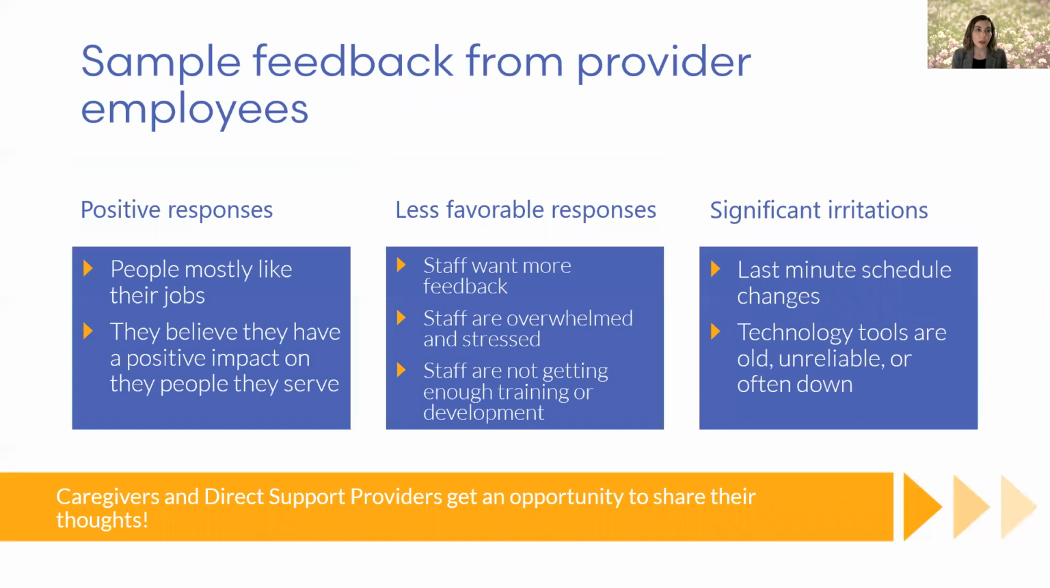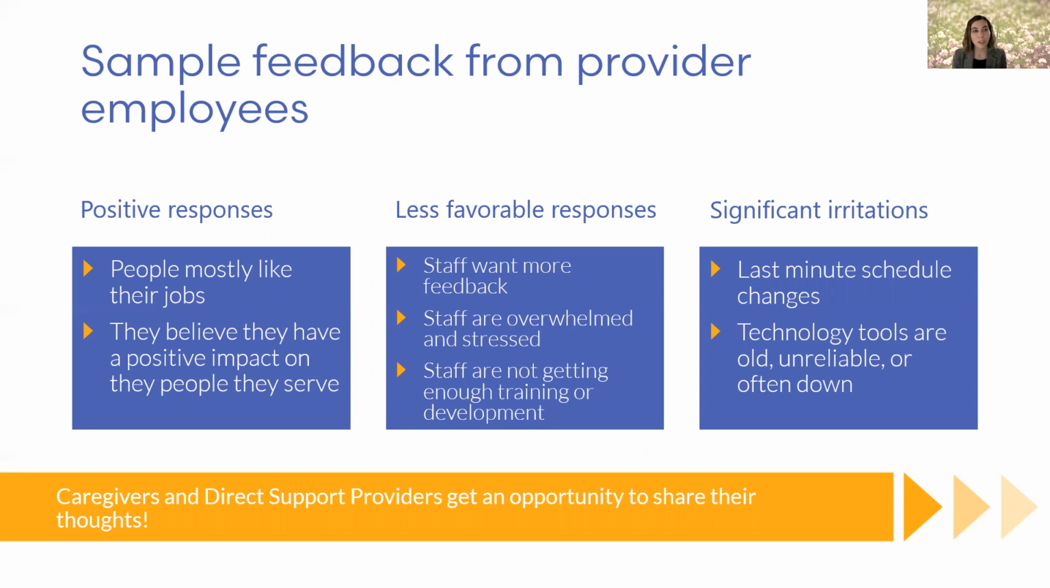And here are some examples of feedback that we've seen in projects we've done from different provider employees. Some things are very positive. Most people like their jobs and believe they have a positive impact on the people they're serving. There often are less favorable responses as well. Staff want more feedback, they're feeling overwhelmed, stressed, not getting enough training or development. And then you have significant irritations or frustrations, such as last minute scheduling changes and old technology tools that are unreliable or unfortunately often down.